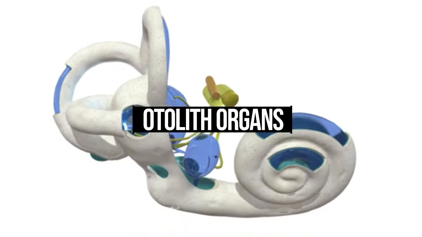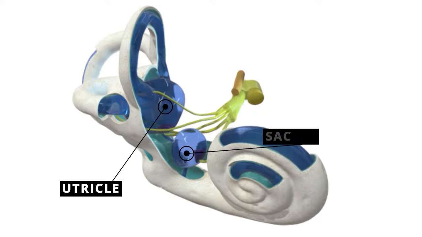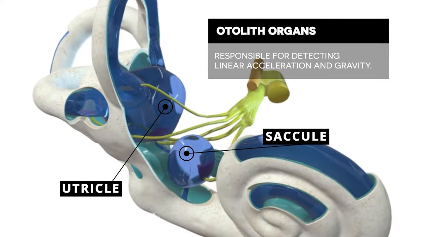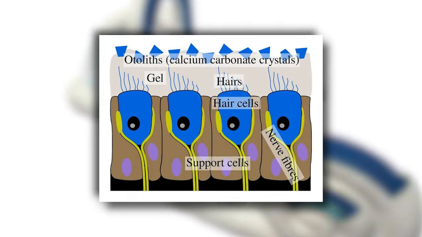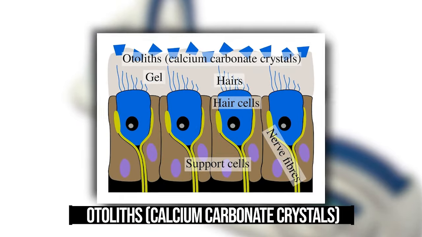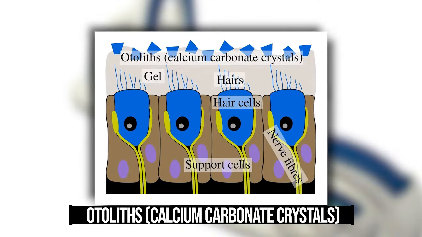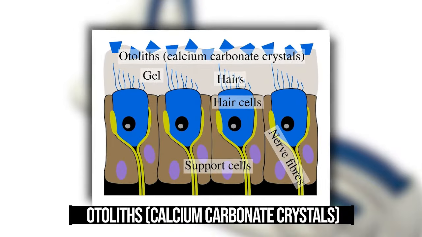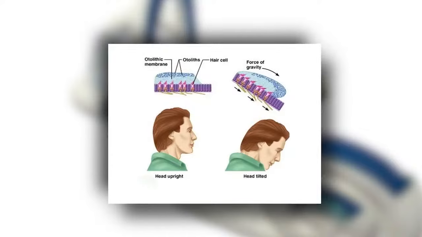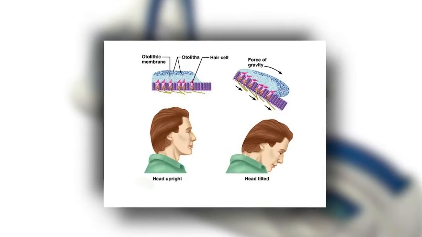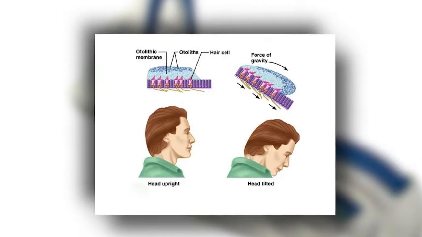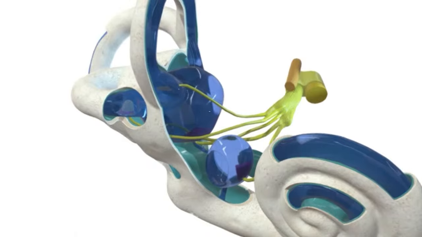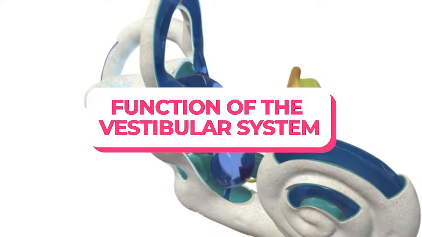Otolith organs. These consist of the utricle and saccule, which are responsible for detecting linear acceleration and gravity. Inside these organs are small crystals called otoliths, calcium carbonate crystals, that sit on top of a gelatinous layer covering the hair cells. Movement of the head causes the otoliths to shift, which bends the hair cells and sends signals to the brain about the head's position relative to gravity and linear motion. Function of the vestibular system.